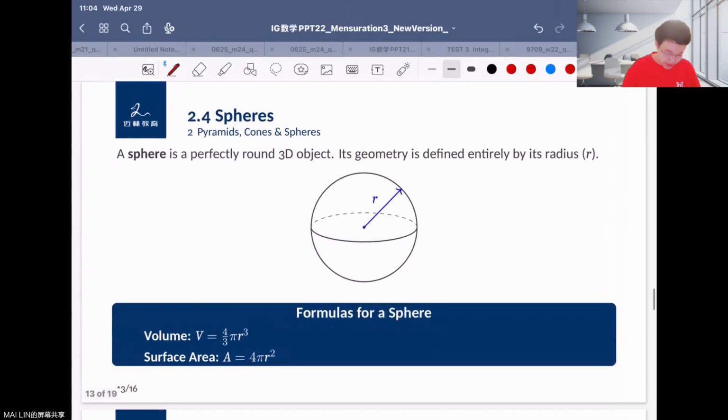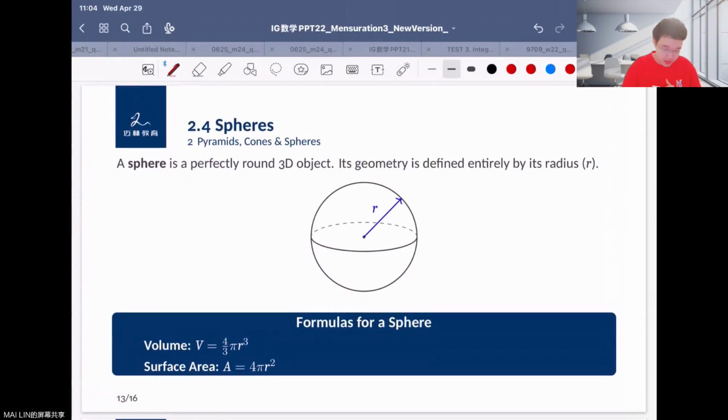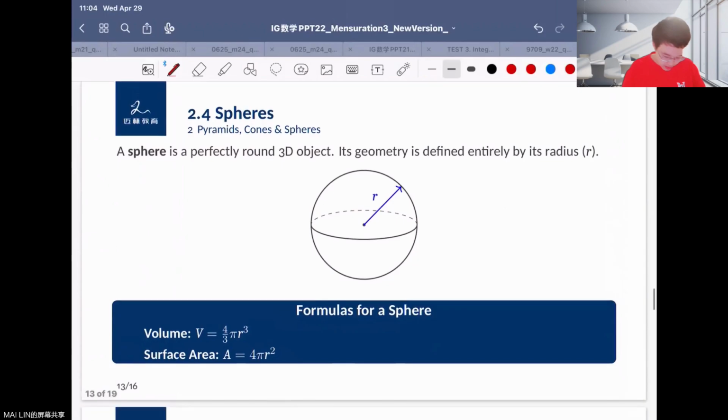And for the sphere, which is a three-dimensional object formed by rotating a circle, it obeys two rules. First is the volume rule: the volume equals 4/3 times pi times radius cubed. And the surface area equals 4 pi times radius squared. Those are the sphere's rules.